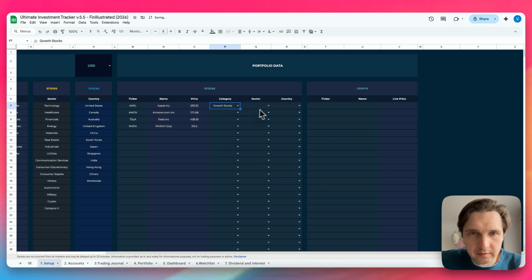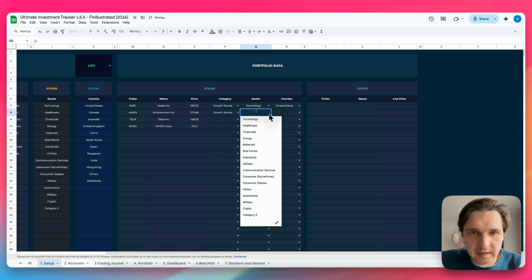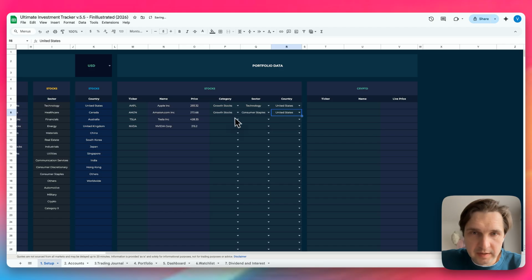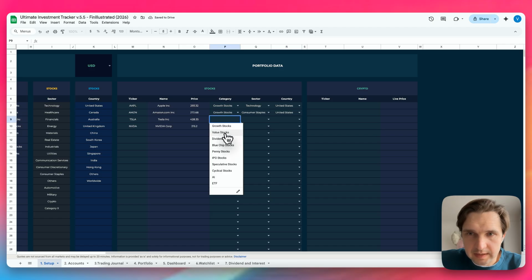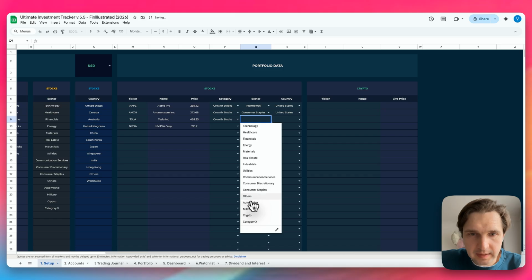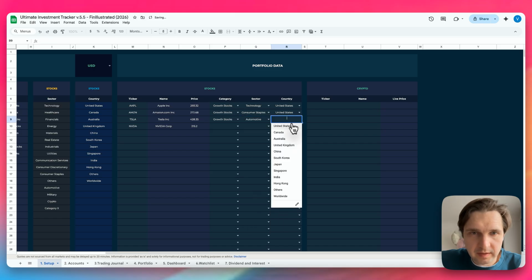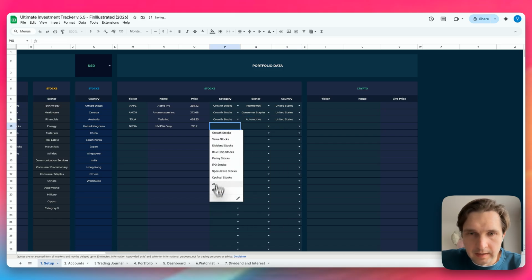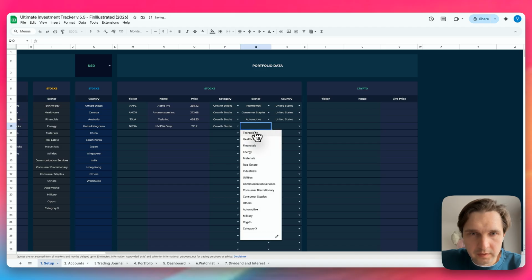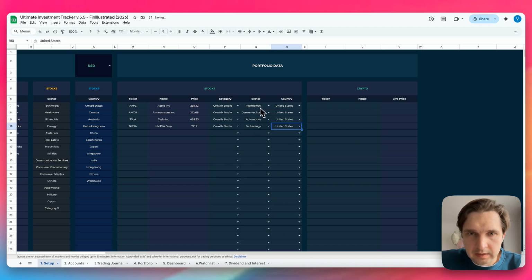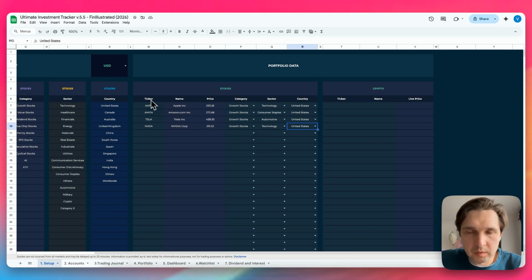We can quickly categorize, and we're just going to categorize very quickly, so as not to waste time. Tesla: growth, automotive, United States. Everything's US based. NVIDIA: growth, technology, United States. Apple: technology, consumer. Okay, as simple as that. So this is what we have in our portfolio so far. And for the crypto, it's going to be very simple.